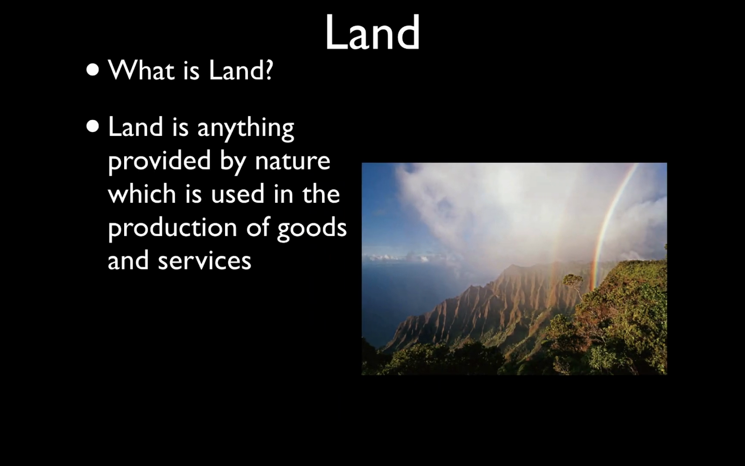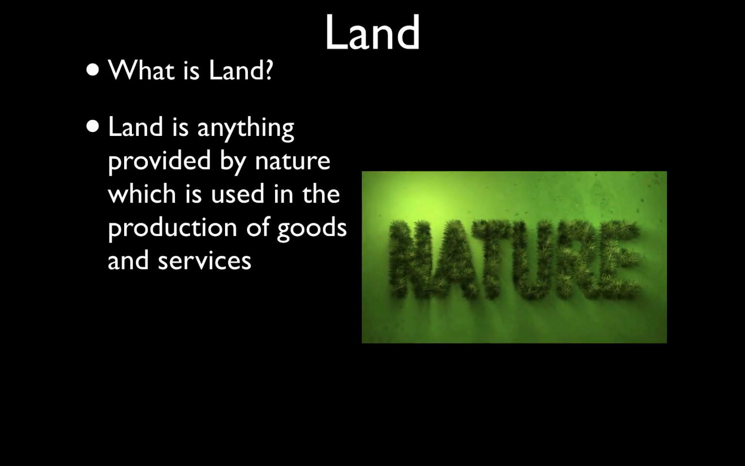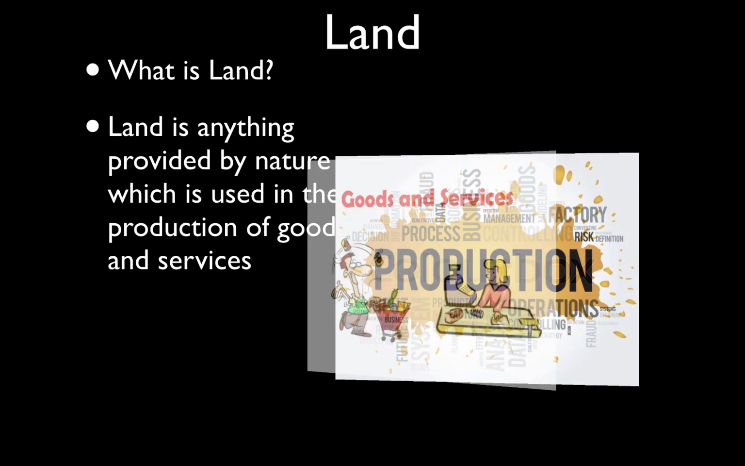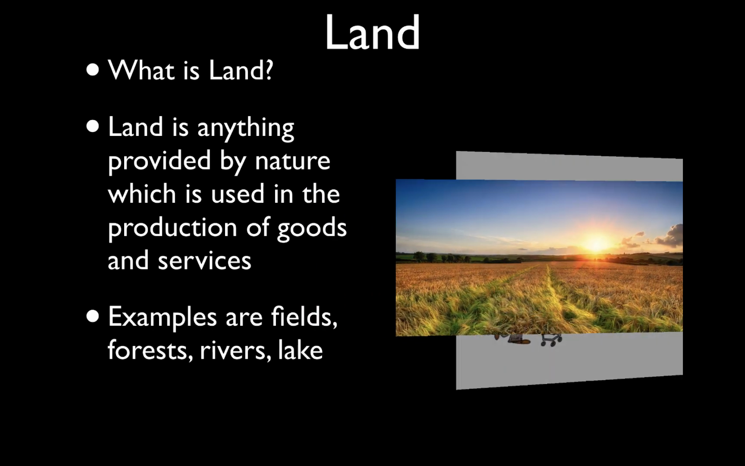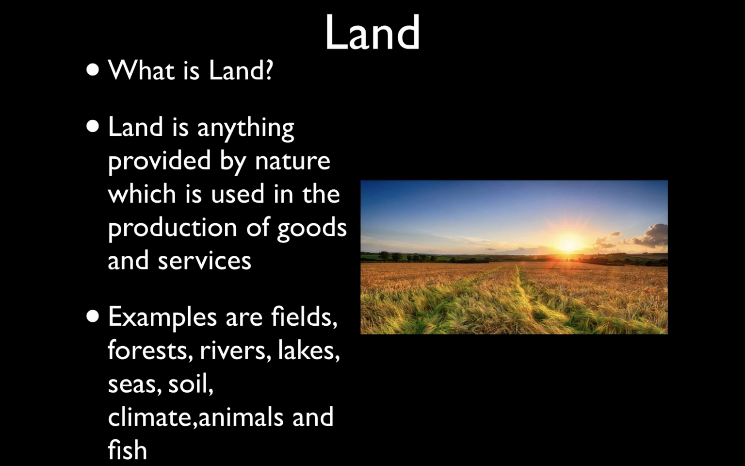Land is anything that is provided by nature. We didn't create it as mankind, but it is used in the production of goods and services. Every single definition of factors of production ends with used in the production of goods and services. So here's a bit of land, and for the visual learners, land is anything provided by nature which is used in the production of goods and services. Now the weird thing about land in economics comes from the definition, which is anything provided by nature.